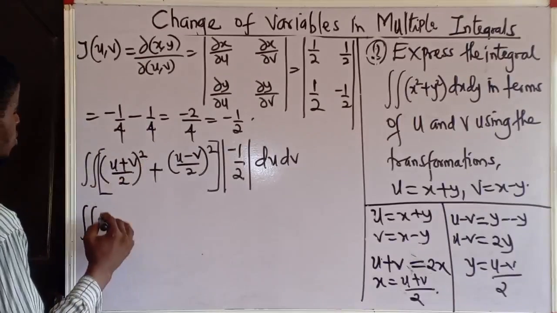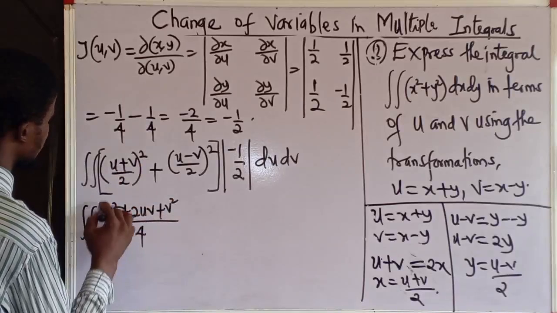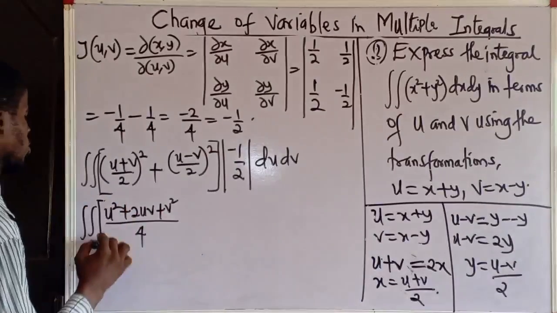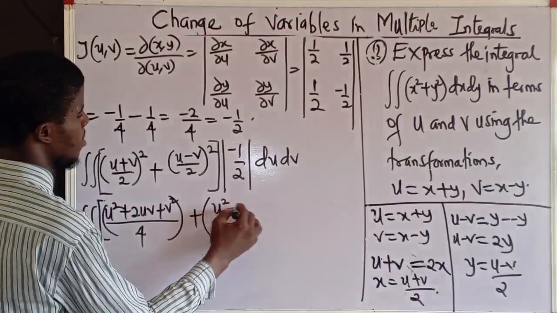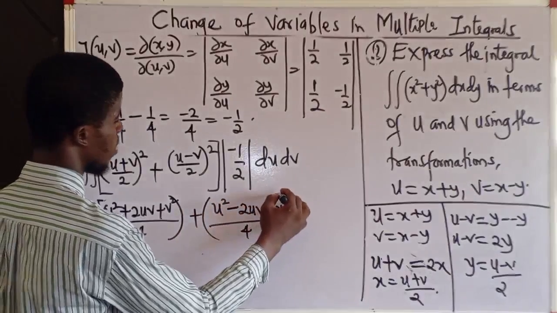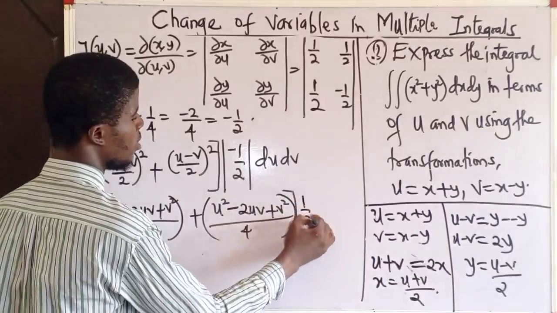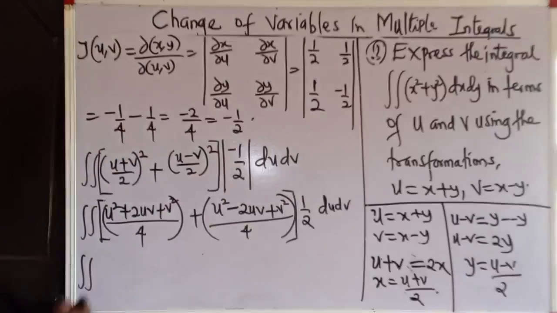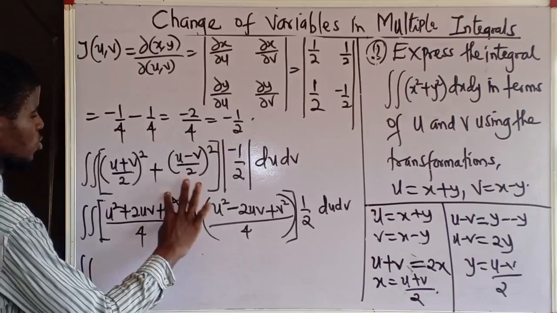Expand U plus V over 2 squared, we have U squared plus 2UV plus V squared all over 4. Just watch. Expand this, you're also going to have U squared minus, it's not a minus, 2UV plus V squared all over 4. The modulus of minus 1 over 2 is positive 1 over 2. The minus will disappear, and du dv. So this is simple. I can do away with this bracket here.